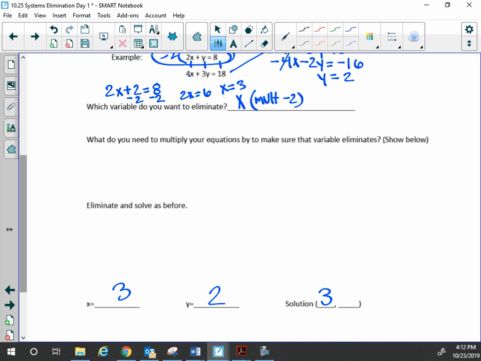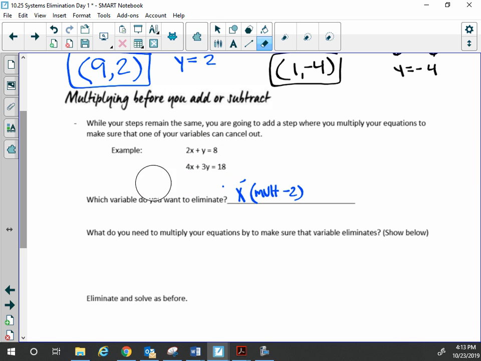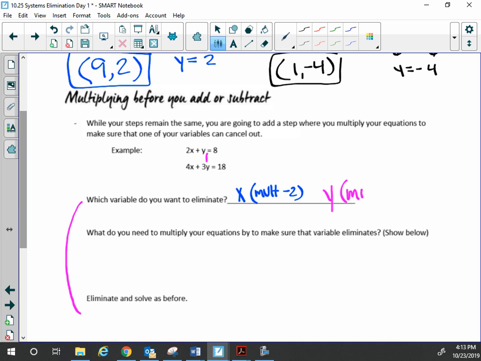So I have 3, 2. Now what if I would have used the other variable? So I'm going to erase, and I'm going to use a different color. So if you've already used all that space, look, we've saved all of this down here that we can use. So if I want to eliminate y, how can I get both of these as equal opposites? I can multiply my top equation by -3, right?